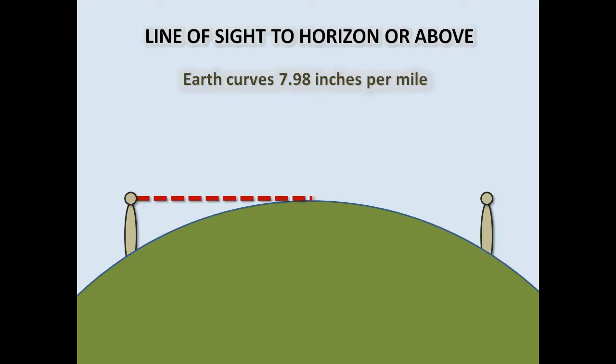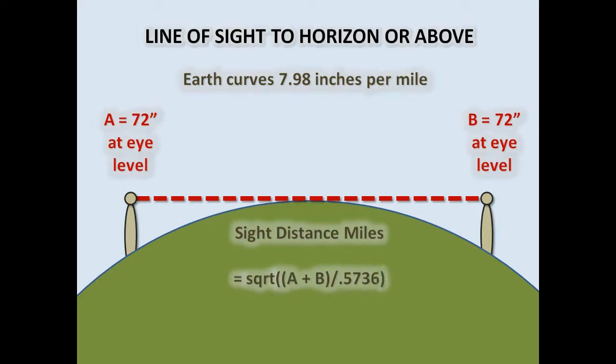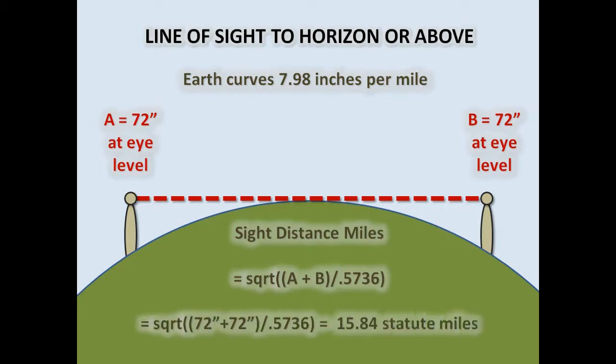If we assume that the eye level of two people is 6 feet above the surface, then we can calculate the sight distance in statute miles using a simple formula. This formula requires that we add together the two heights above surface level, divide the value by 0.5736, and then take the square root of the quotient. Using the numerical values in our example results in a sight distance of 15.84 miles. However, water vapor haze in the atmosphere does tend to decrease the actual sight distance.